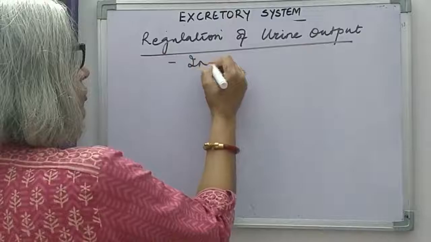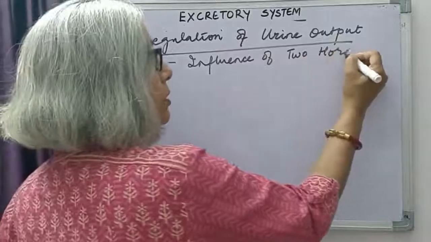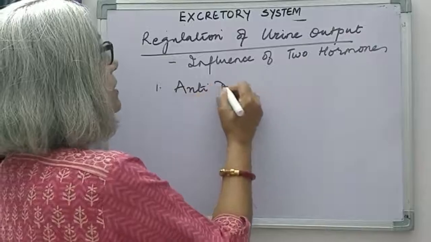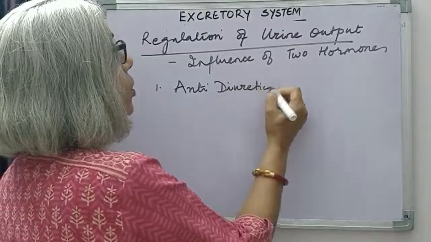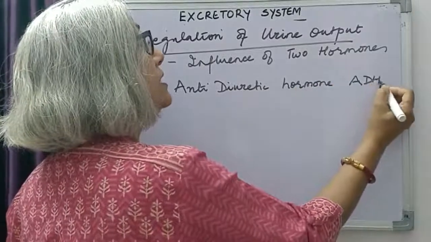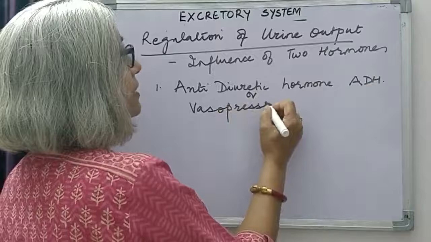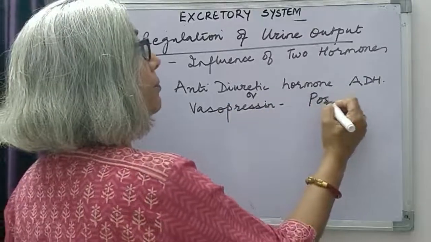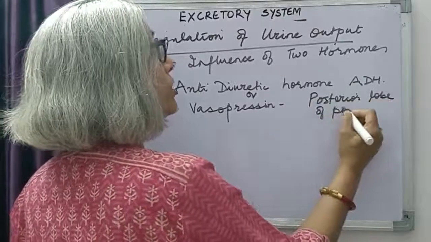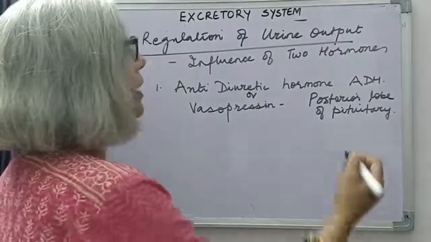It is under the influence of two hormones. First hormone is antidiuretic hormone, abbreviated as capital ADH. This is also called vasopressin, and this is produced by the posterior lobe of pituitary gland. Pituitary gland is a master gland located in the brain.